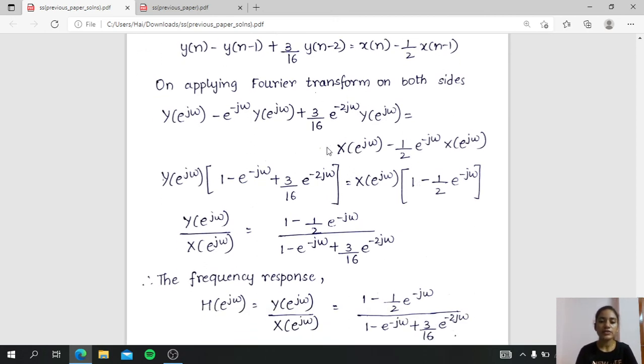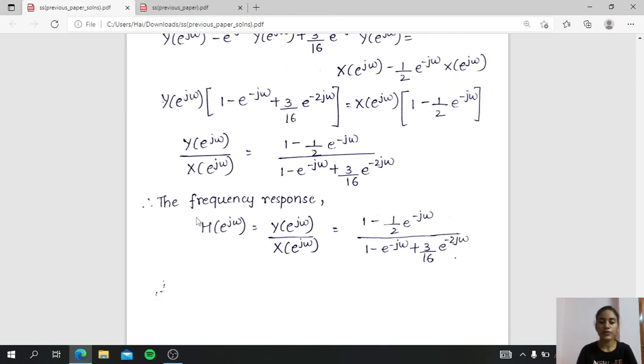On the left hand side, take Y of e power j omega common, and you are left with these terms. On the right hand side, take X of e power j omega common, and you are left with these two terms. So now you obtain Y of e power j omega by X of e power j omega, which is equal to this. Finally, we need H of e power j omega, which is equal to Y of e power j omega by X of e power j omega, which resulted in this.